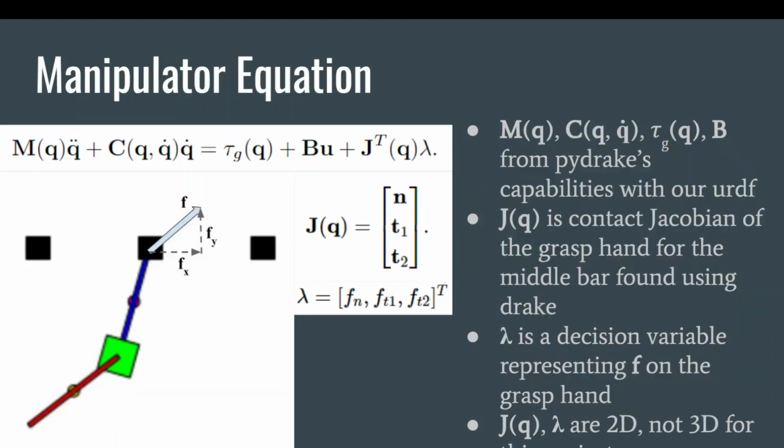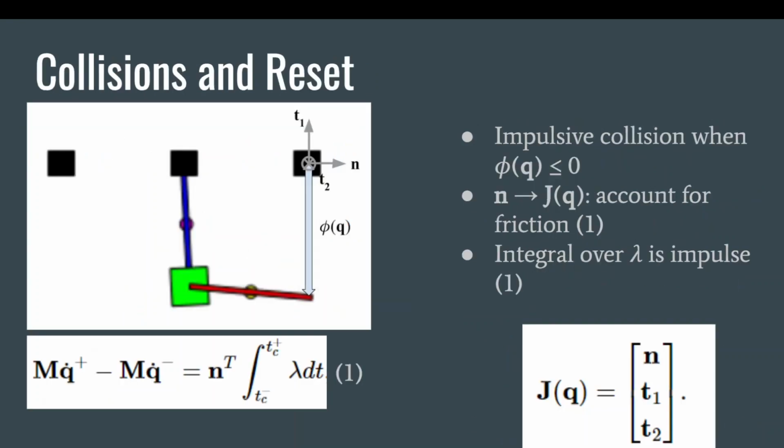We had to satisfy the manipulator equation for our system to work, and in specific, we made sure there was a contact Jacobian to account for the forces on the grasp hand from grabbing the middle bar. In addition, we wanted to specify an impulsive collision for when the swing hand grabbed onto the final bar. This occurred when 5Q was less than or equal to 0.